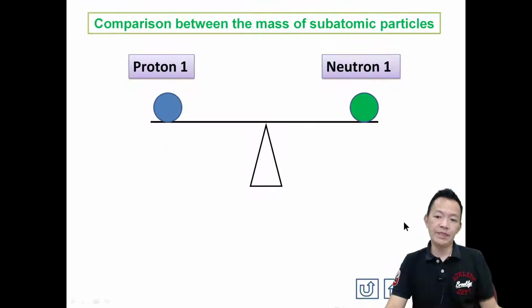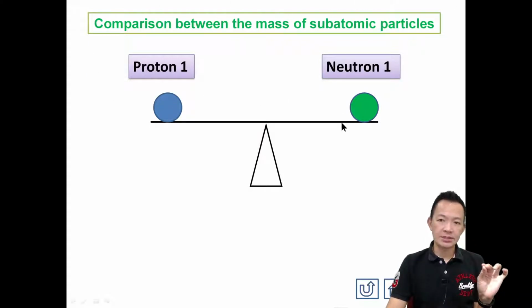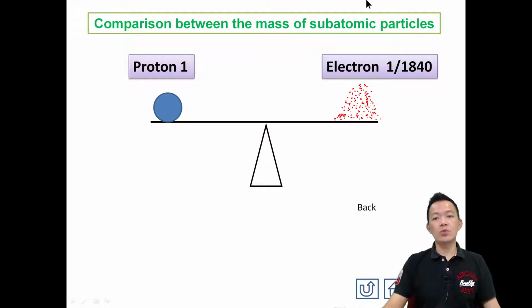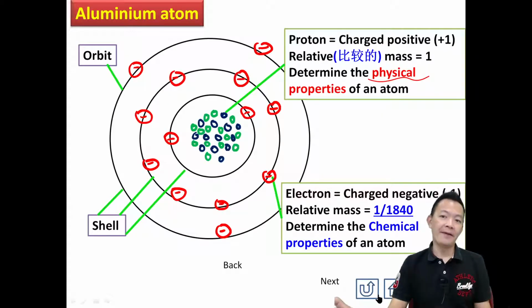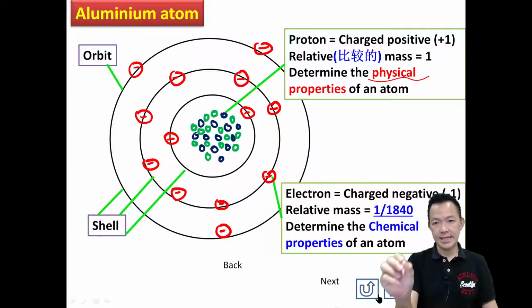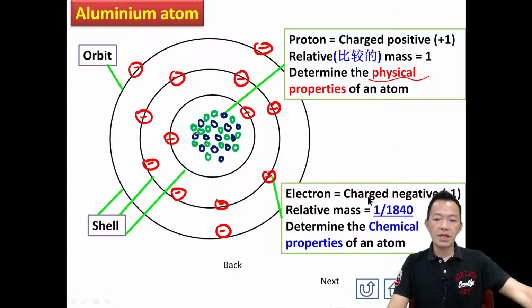I'm only helping you understand. What is relative mass? One proton's mass actually equals one neutron's mass. So the mass is the same, so they balance. But one proton, if you want to balance it using electrons, you need 1840 electrons. So the mass of an electron is only 1 over 1840 of a proton. This is what relative mass means. In other words, the mass of the electron is very small, just 1 over 1840 of a proton.